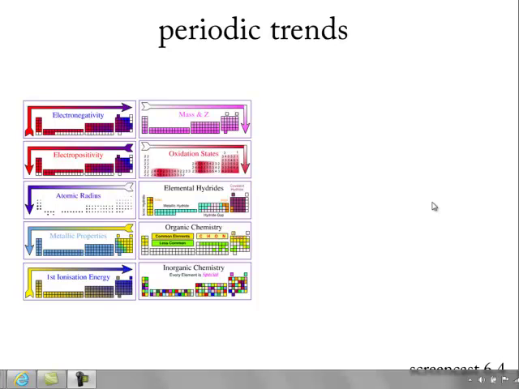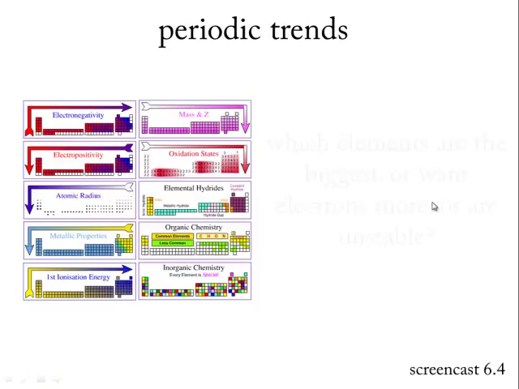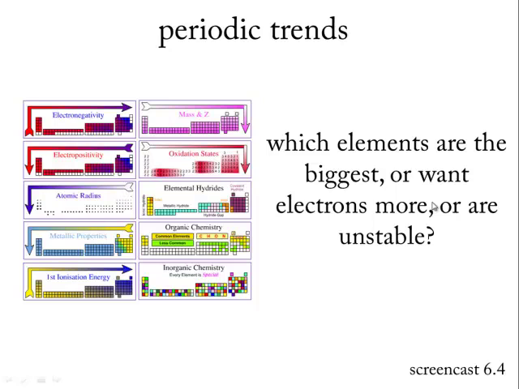As a result of the way the periodic table is organized, certain trends tend to pop up. We're going to focus on four main trends: the size, meaning the atomic radius; the electronegativity, meaning the desire for electrons; the ionization energy, meaning the energy it takes to remove an electron; as well as, well, I guess that's it. And this is Screencast 6.4.